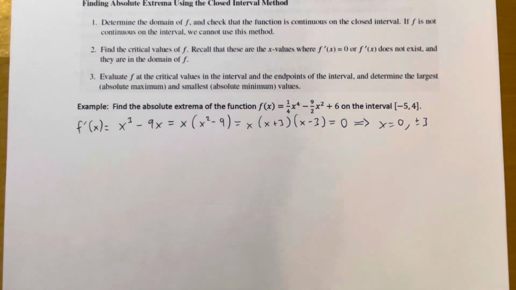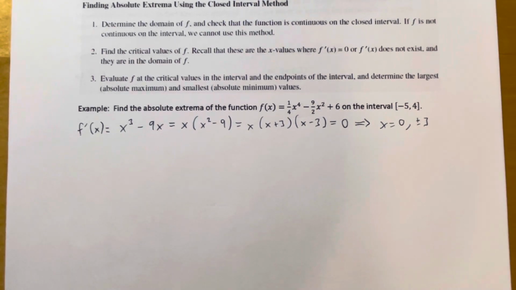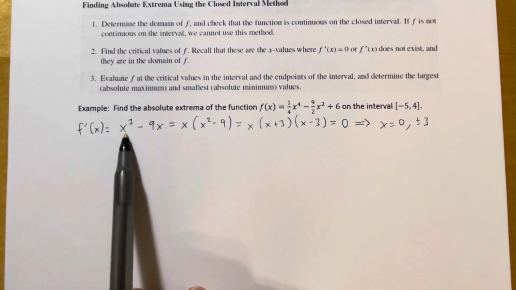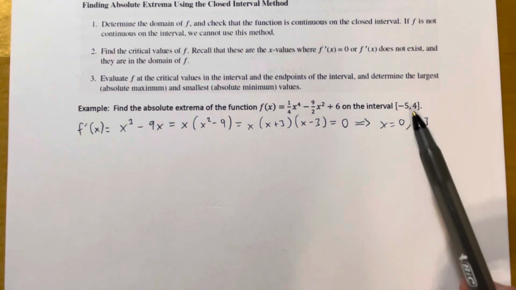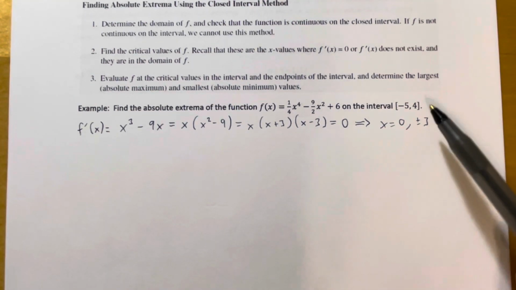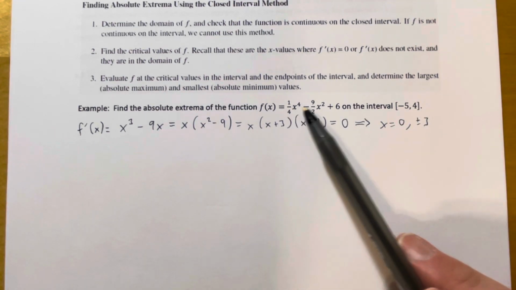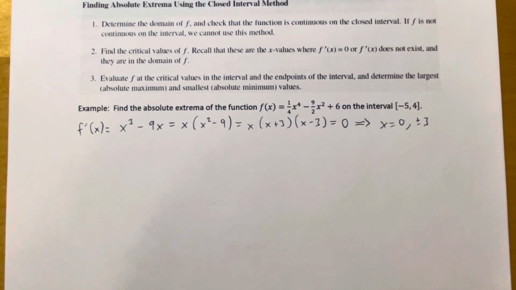Remember, for critical values, you also need to find values for which the derivative does not exist, but for which your function does exist, your original function. However, the derivative of a polynomial is always another polynomial, so the domain is going to be all real numbers again. There is no value of x for which this is undefined. So these are the three values I'm going to get as critical values. Now that I have those, I need to plug all three of these as well as my two endpoints for this interval into my function to get a list of values.